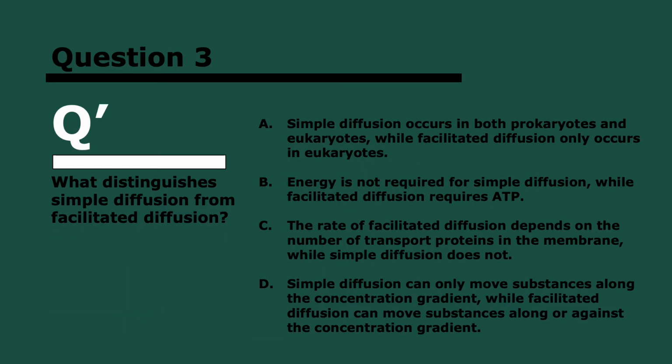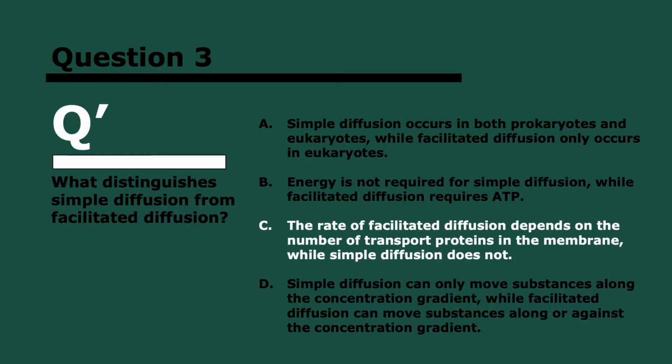So question 3: what distinguishes simple diffusion from facilitated diffusion? Again, I'll give you 3 seconds. So 3, 2, and 1. Great. I know the answers are really long, so maybe that took you some time to think through, but remember, facilitated diffusion uses proteins in the membrane, so the rate of it depends on the number of proteins in the membrane, which makes sense, whereas simple diffusion happens across the membrane, so it does not.